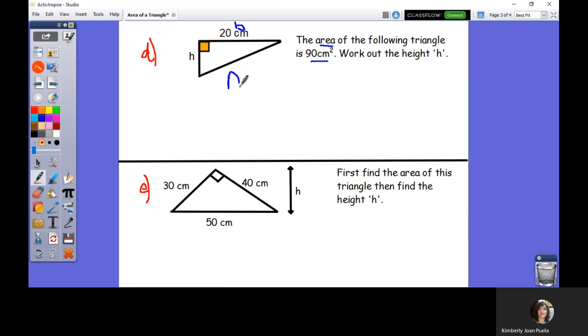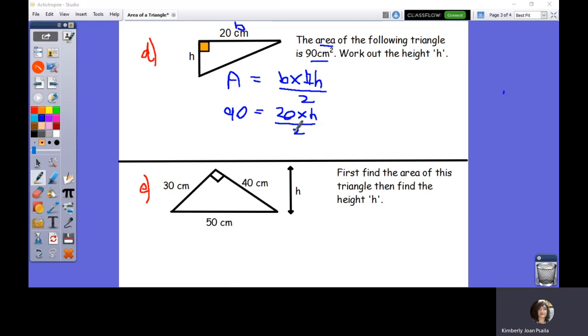Okay, let us use the formula. A is equal to base times perpendicular height divided by 2. So instead of A, I can write 90 is equal to, instead of B, I can write 20 multiplied by the height. You can write h as indicated here in the diagram, divided by 2. Now, how shall we proceed from here?